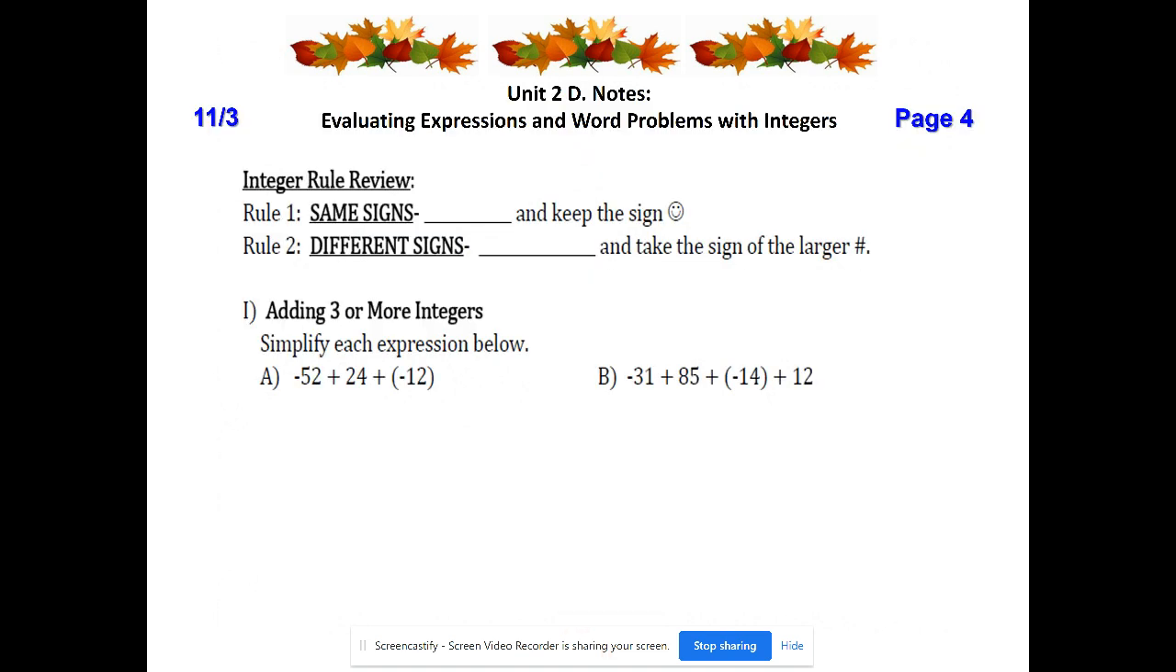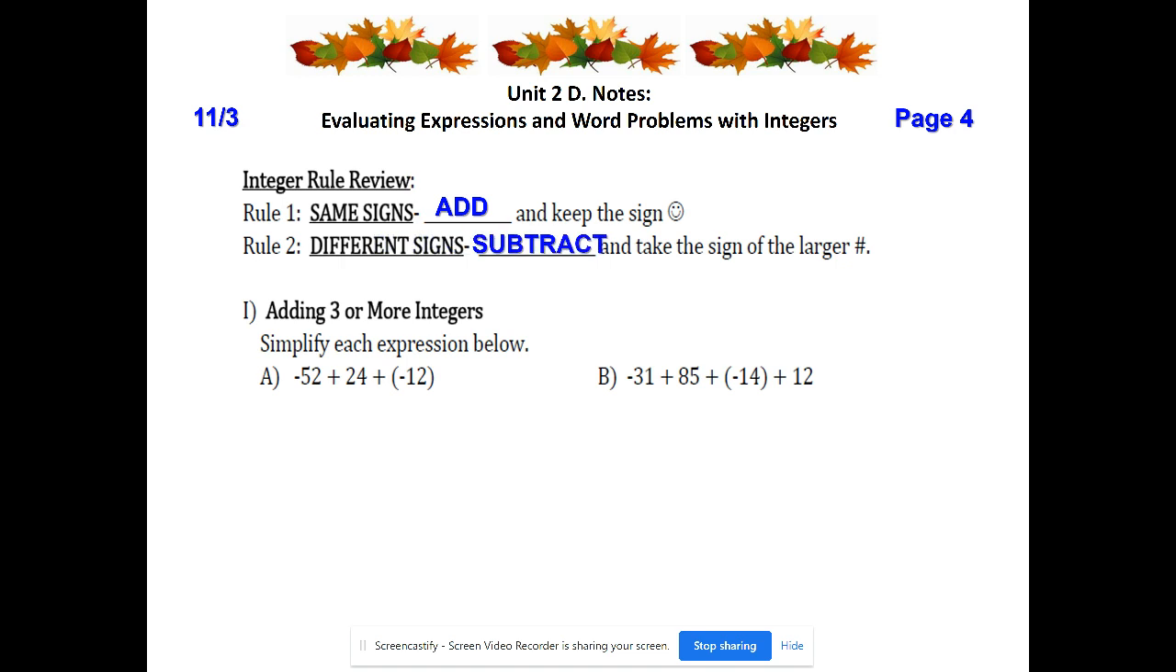Today's notes, we're doing evaluating expressions and word problems with integers. Please put today's date, which is 11/3, at the top in page 4. So we already know our integer rule review. Rule 1 is same signs, add, and keep the sign. Rule 2 is different signs, subtract, and take the sign of the larger.